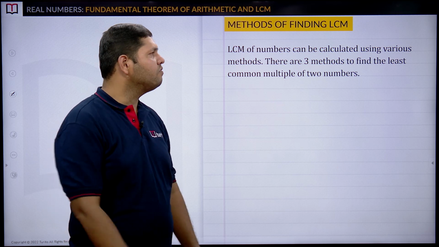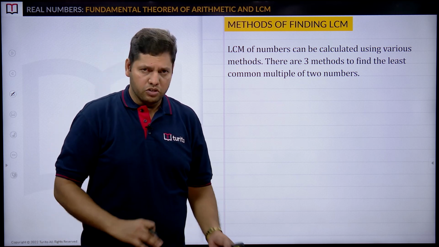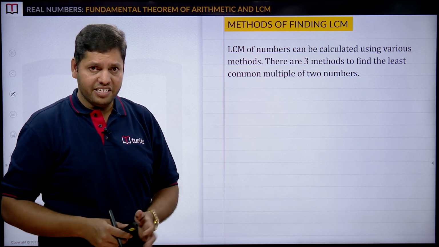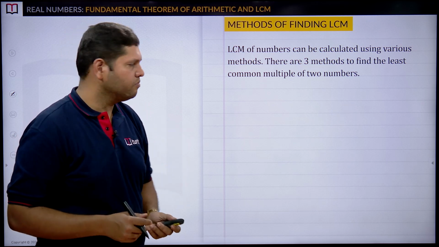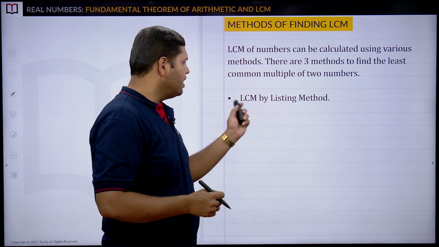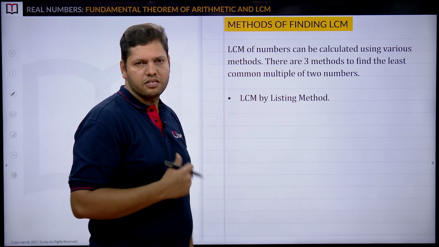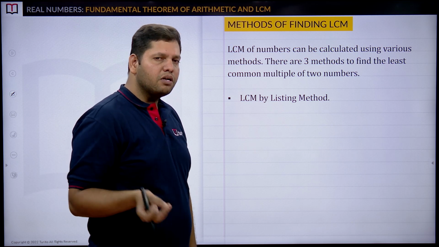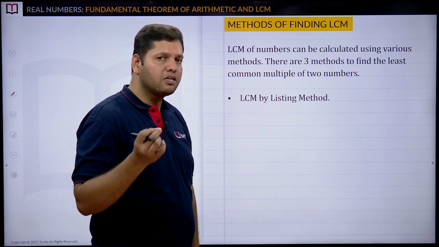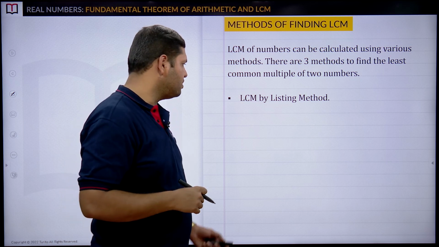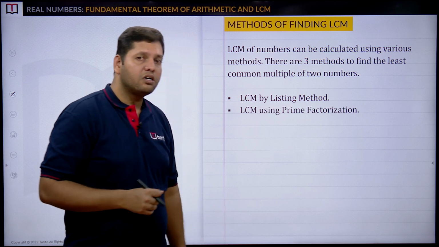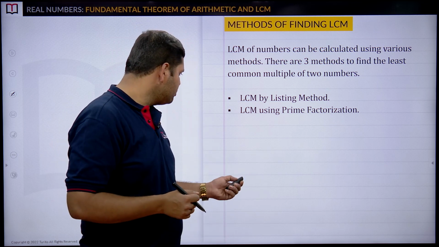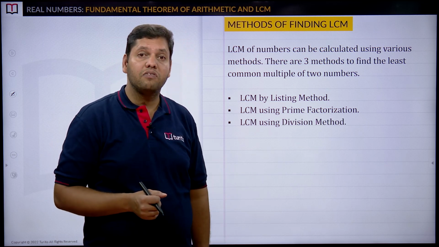Next, children, methods of finding the LCM. Generally, how many methods do we have to find the LCM? Children, we have exactly 3 methods. The first method is LCM by listing method. Just now we discussed the same method by writing all the multiples, and from those multiples we select the lowest one. The second one is the prime factorization method. And the next one is LCM by using the division method.